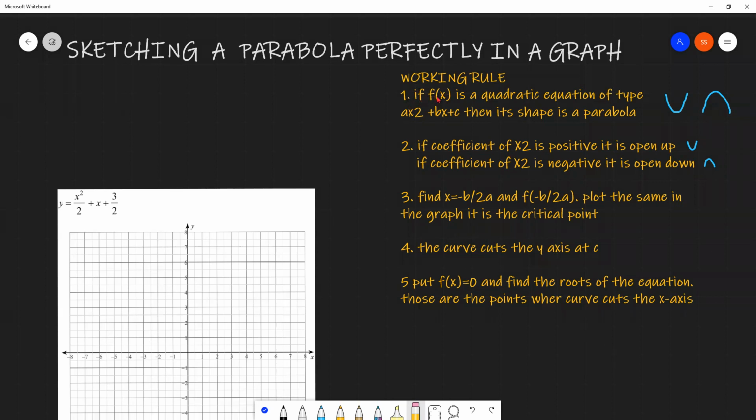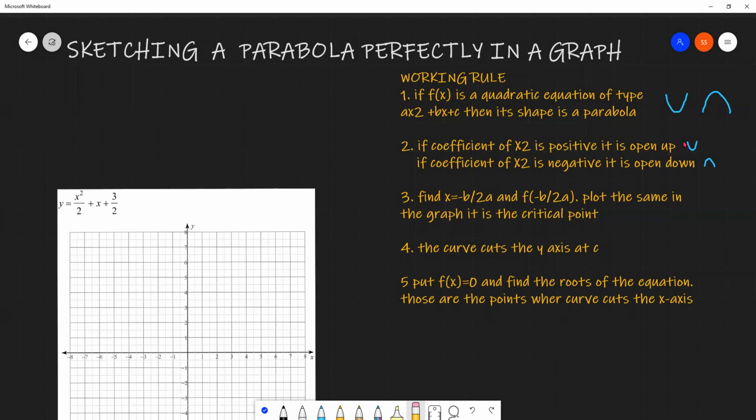If the function f of x is a quadratic equation of type ax squared plus bx plus c, then its shape is a parabola. The parabola looks like this, either like this or like this. So this one, you can see this equation. This is a quadratic equation. It is of the form ax squared plus bx plus c. So when you plot it in a graph, it should come as either this kind of shape or this kind of shape.